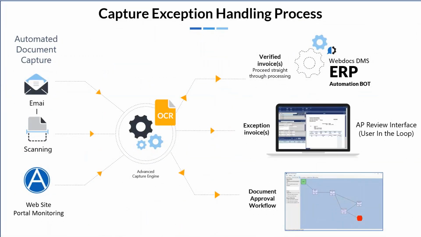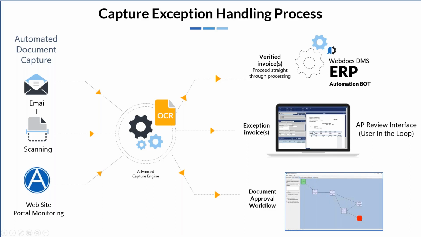There are really three different processes that the document can go on, or three different flows. The first one is after the documents are captured and gone through the OCR extraction process and validation process, if everything is past those verifications and validations, we can then pass that information straight to the ERP, even into an automation bot if we need to be able to, take that information and process it in, and then take the documents and push it into the Webdocs DMS system.